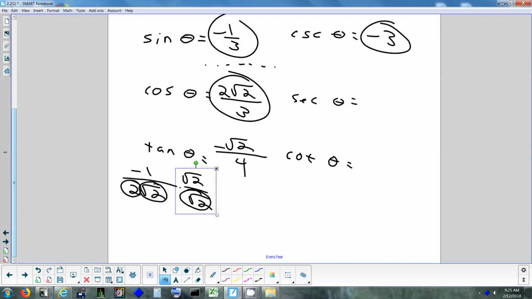Did anybody get -2 over the square root of 4 for that one? That was a little tricky. Okay, and now we just have to flip them. So cosine, I'm going to get 3 over 2 root 2. But to fix it, I'm going to have to do exactly the same thing I just did before. Multiply the top by square root of 2 and the bottom. We already know what you get on the bottom. We just did it. You get a 4.